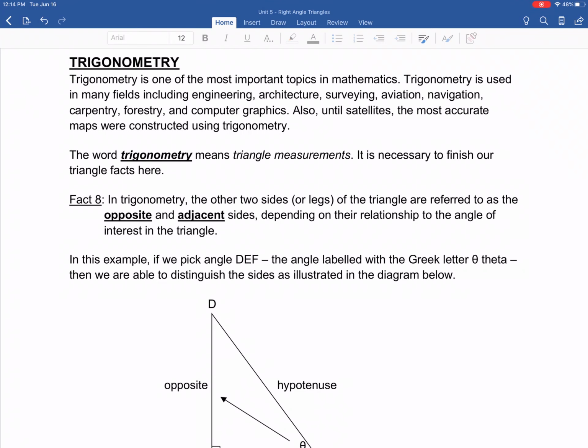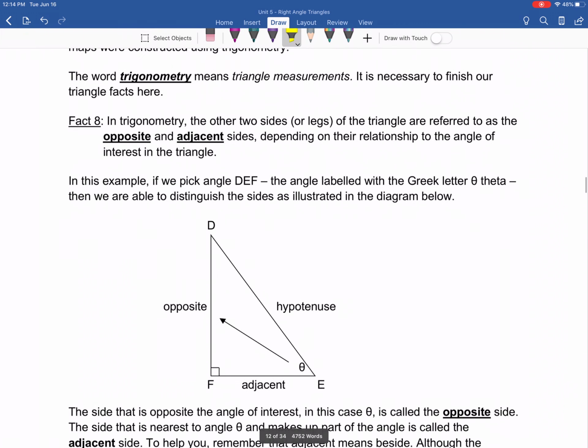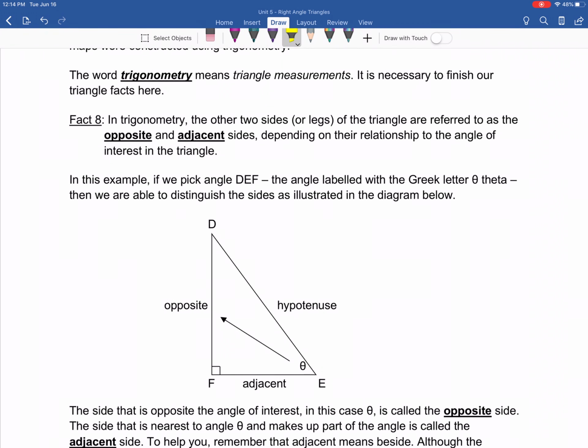So today we're going to learn about trigonometry in this video. It's a very important topic in maths and is used in various fields. For example, engineering, surveying, graphics, forestry, carpentry. The basic word trigonometry means triangle measurements.